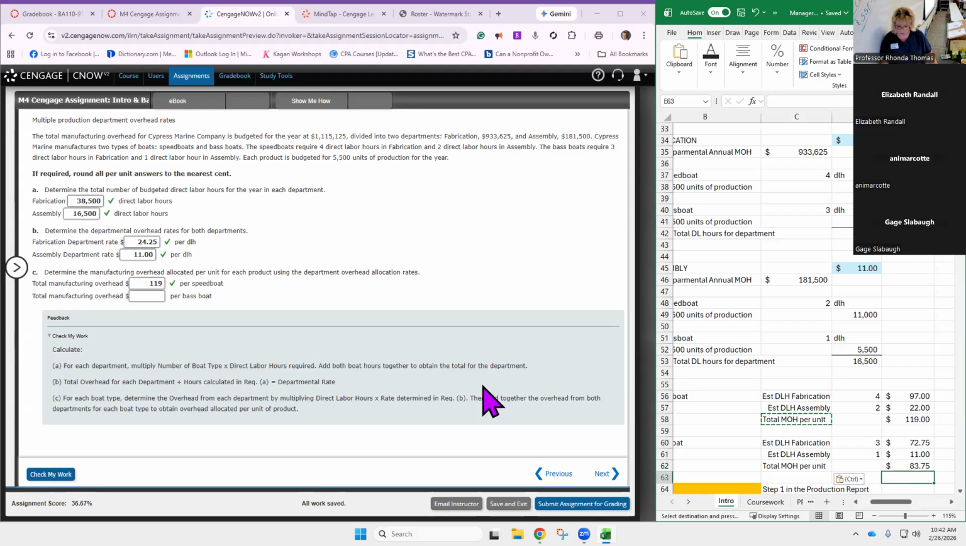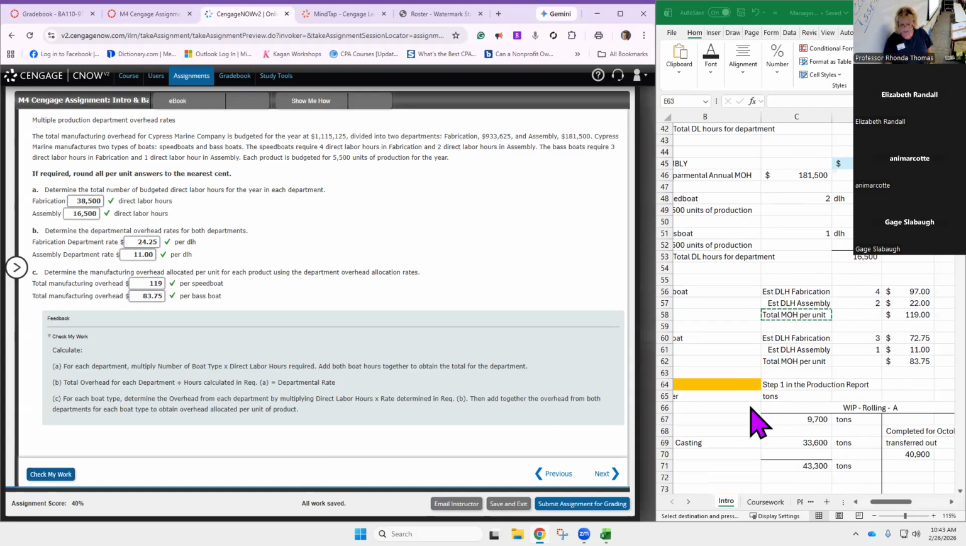Okay, so I think we're looking at $119 per speedboat and $83.75 for the bass boat. Okay, you say, golly, well, the speedboat's taking more time, must be more complex, so therefore it should cost us more, and it should qualify for more overhead to be put to that unit. Okay, so that's kind of where we're at.